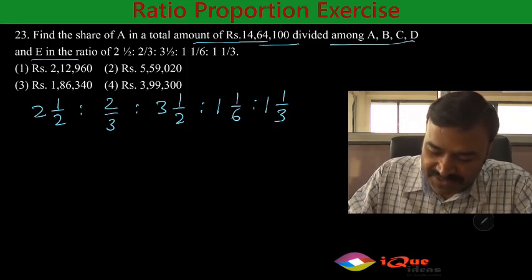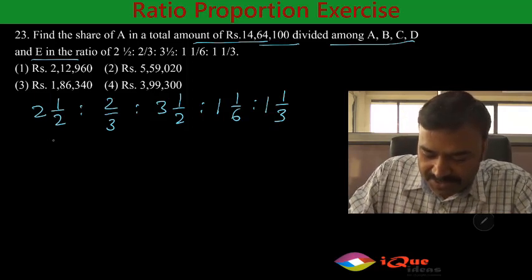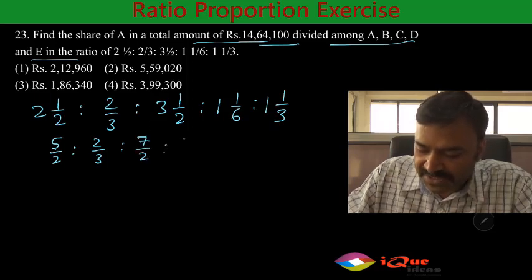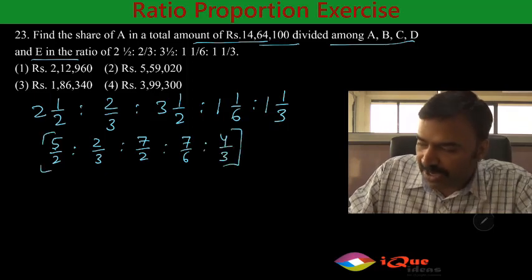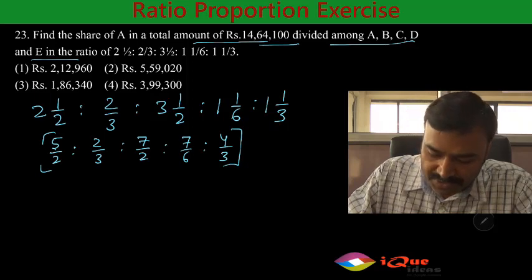Alright, let's simplify this. 2.5 is 5 by 2. 2 by 3 is 2 by 3. 3.5 will be 3 2s are 6 plus 1, 7 by 2. 1 by 6 is 7 by 6. And 1 by 3 is 4 by 3. Multiply this whole ratio by the LCM of denominators. What are the denominators? 2, 3, 2, 6, 3, right?